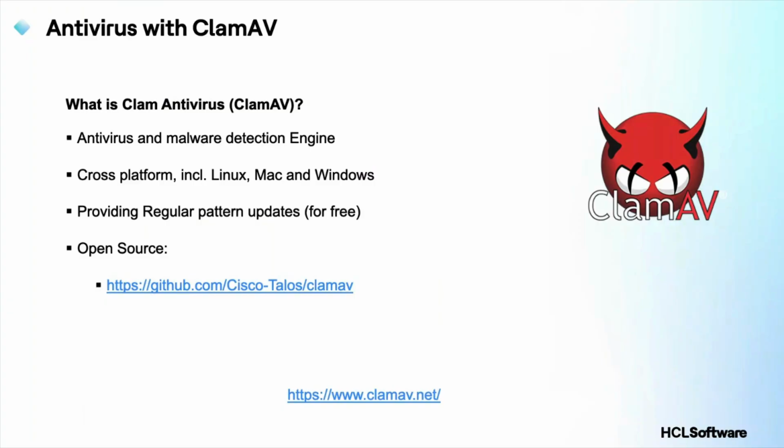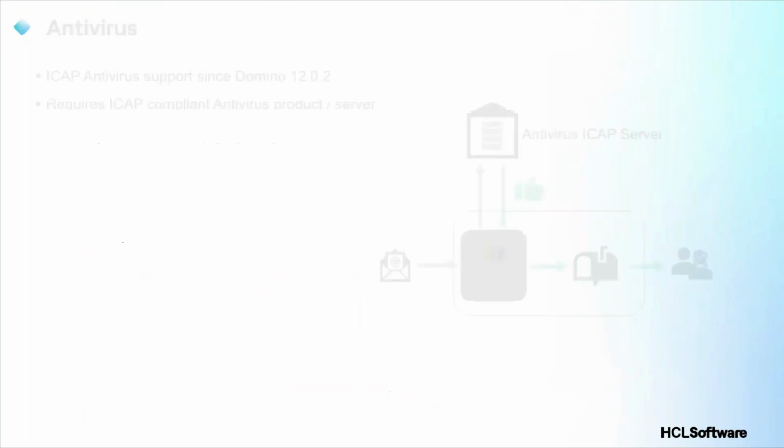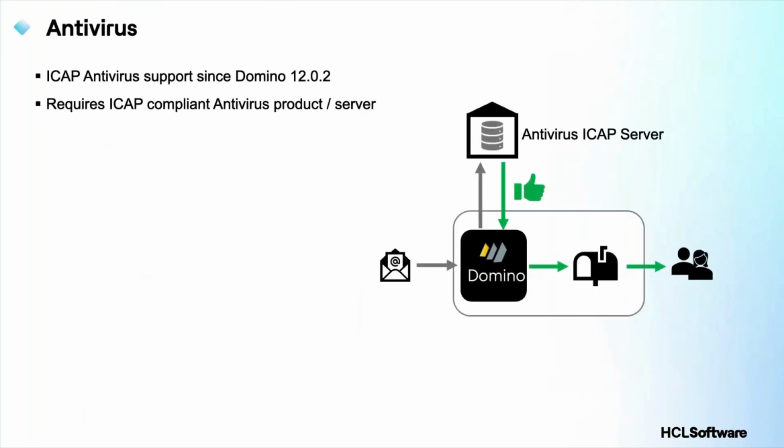Now, with the next version of Domino, we are enhancing a functionality we provided in version 12.02. Back then, we introduced a technology called ICAP. That's antivirus support in Domino, where the Domino server, which is the black box down there, will connect to a remote antivirus machine using the ICAP protocol. Well, not all products out there support that ICAP protocol.